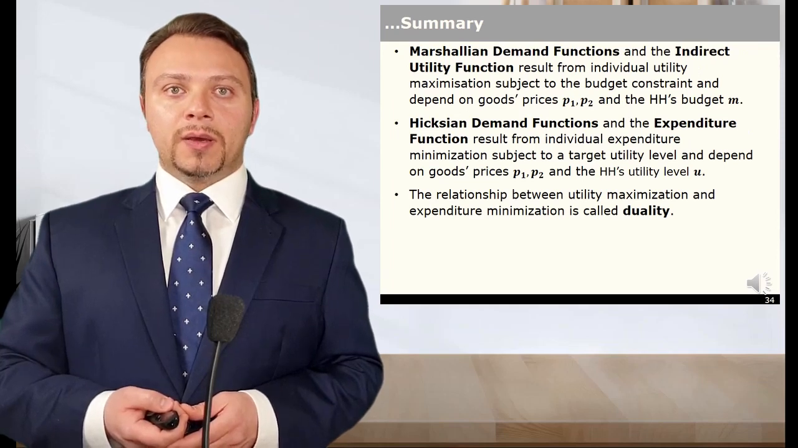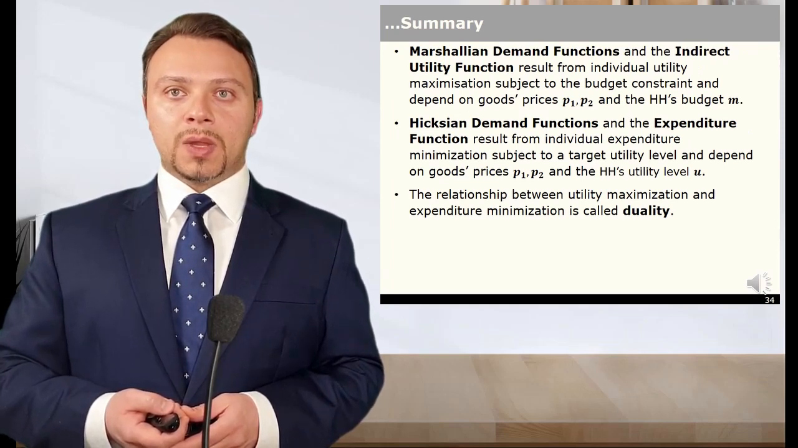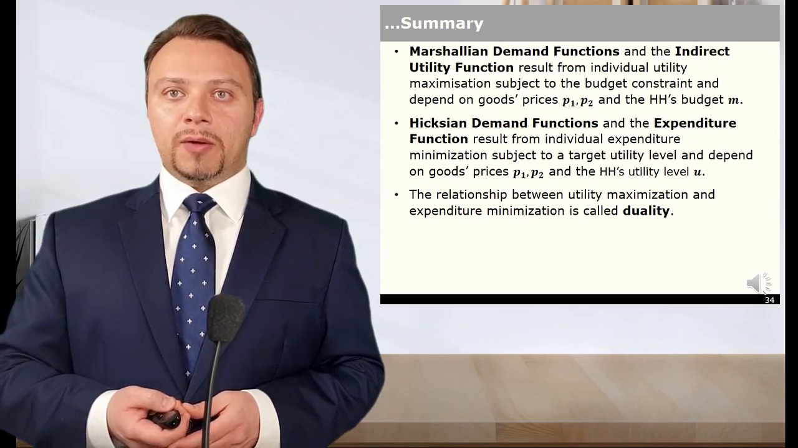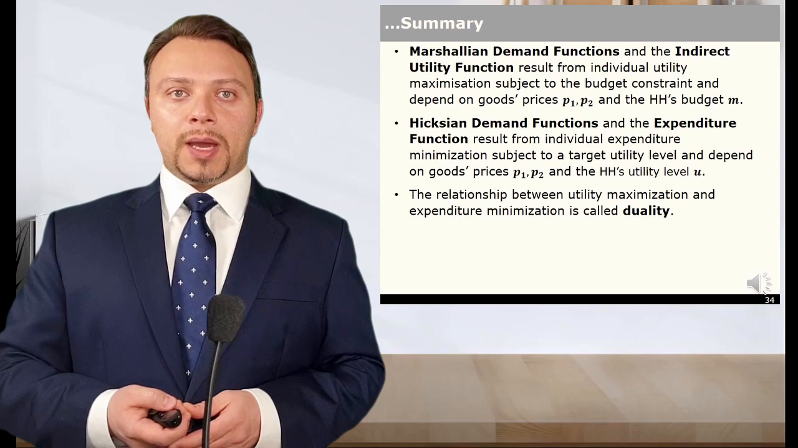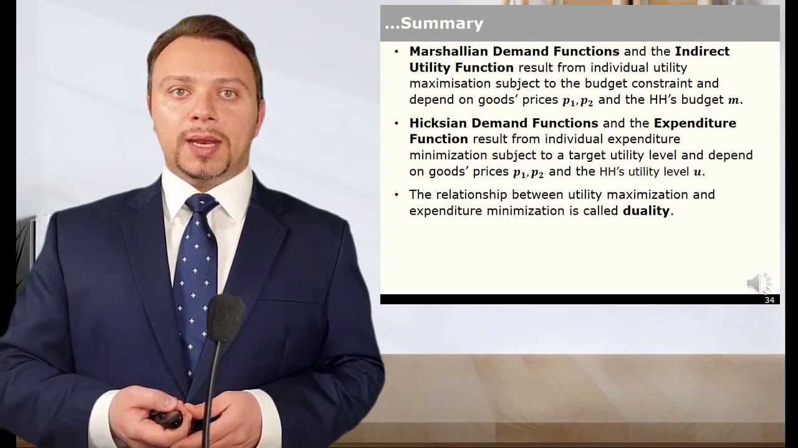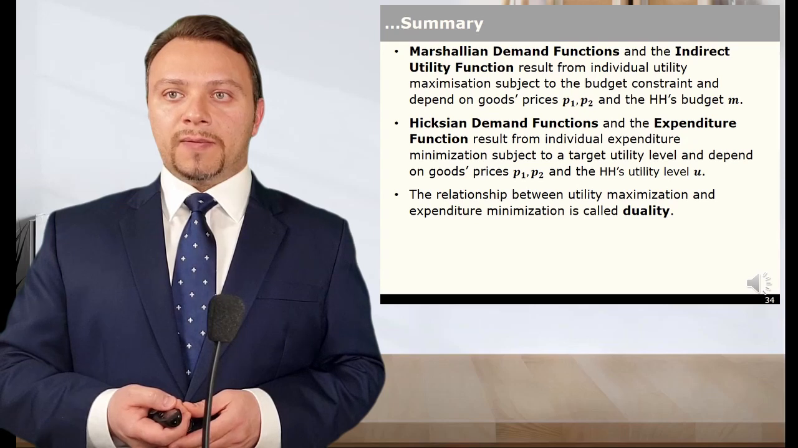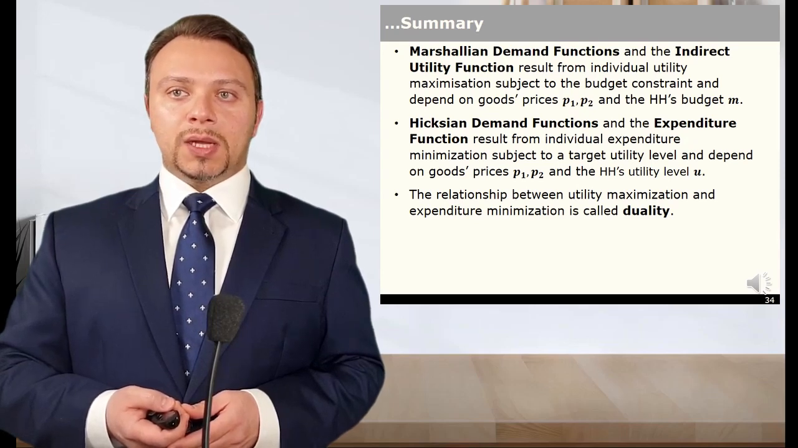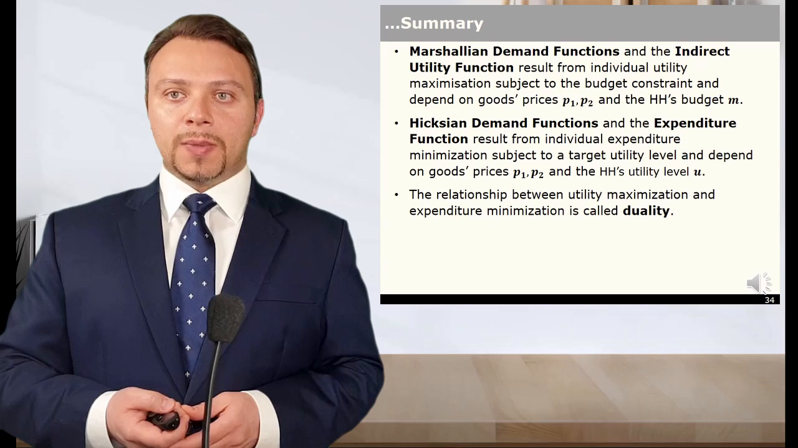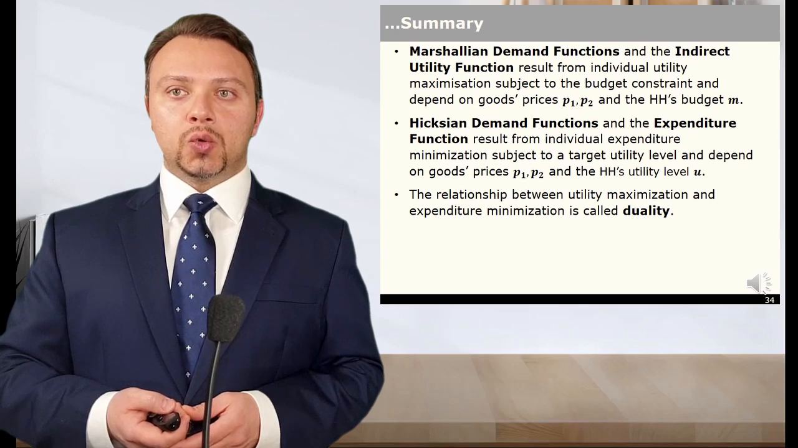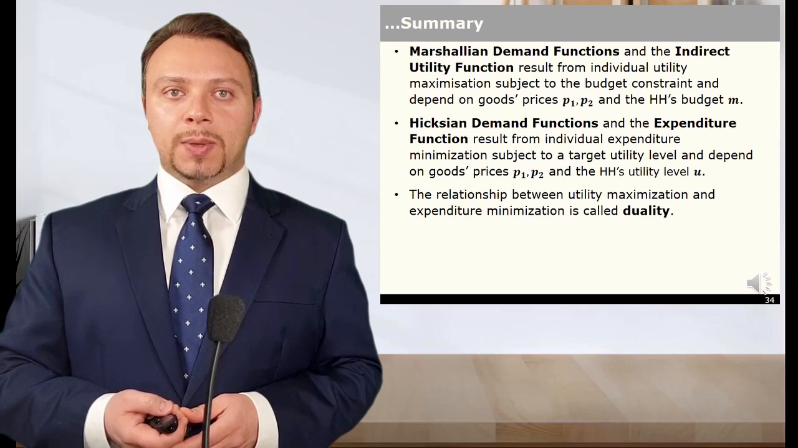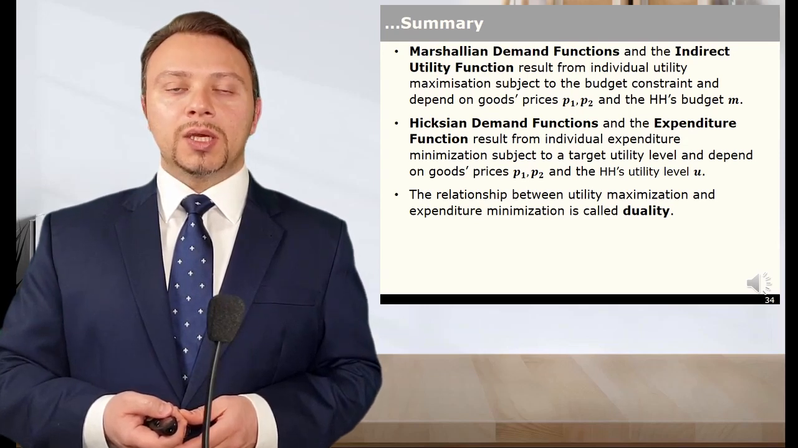Then we have derived the demand functions of a household. The Marshallian demand functions and the indirect utility function result from individual utility maximization subject to the budget constraint, and they always depend on P1, P2, and m. The Hicksian demand functions and the expenditure function result from the individual expenditure minimization subject to a target utility level. These will always depend on P1, P2, and u. The relationship between utility maximization and expenditure minimization of a private household is called duality.